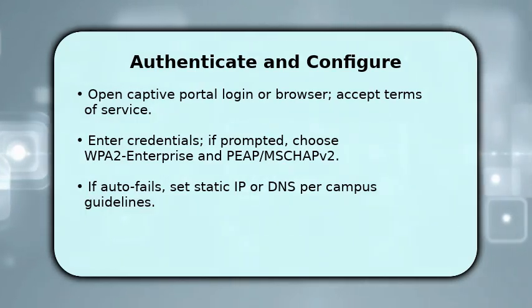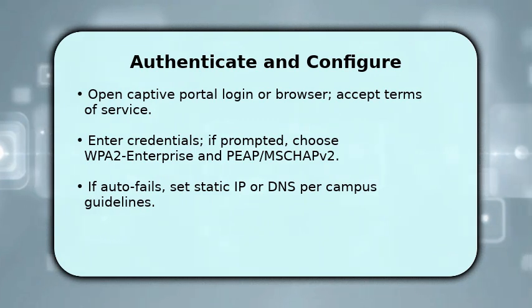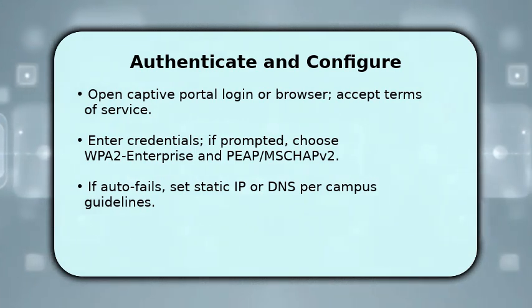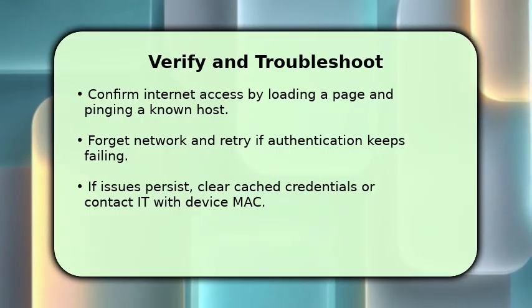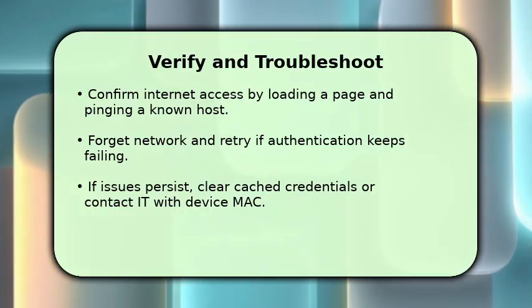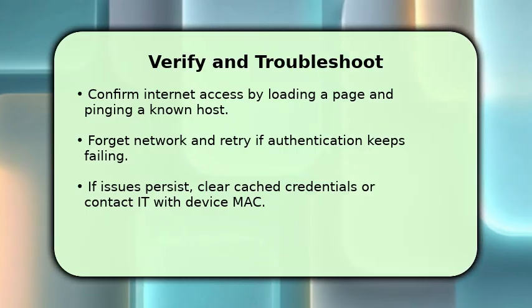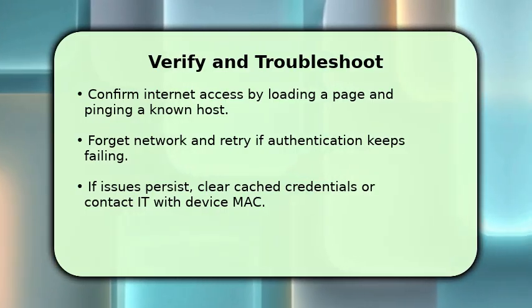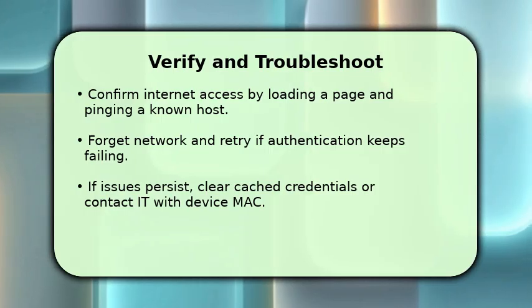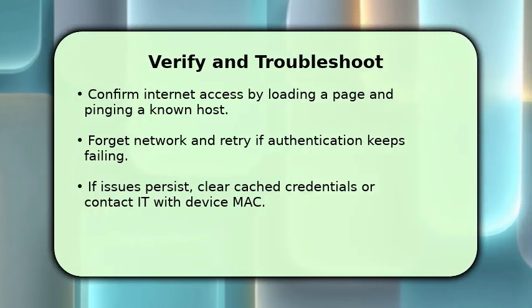Once authenticated, test by loading a web page and running a quick ping to confirm DNS and routing. This verifies both layers of connectivity. If you still see limited access, forget the GMC network, reboot Wi-Fi, and reconnect to force a fresh handshake. Make sure saved wrong passwords aren't reused.